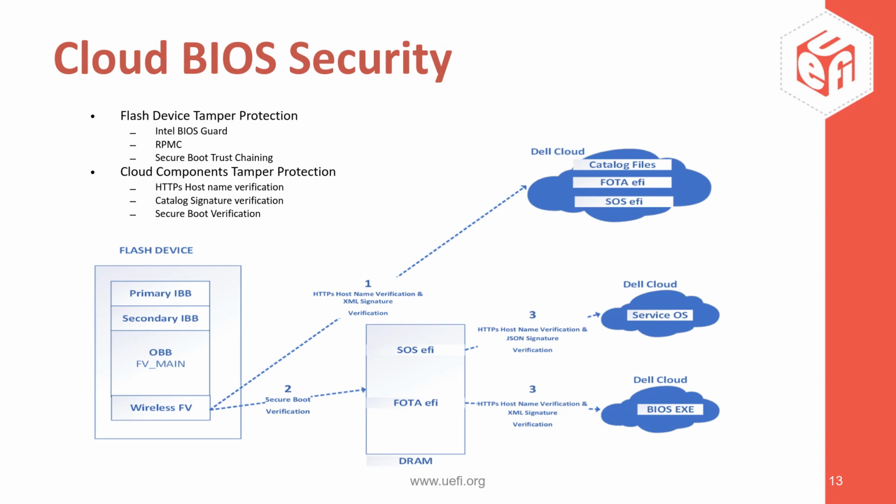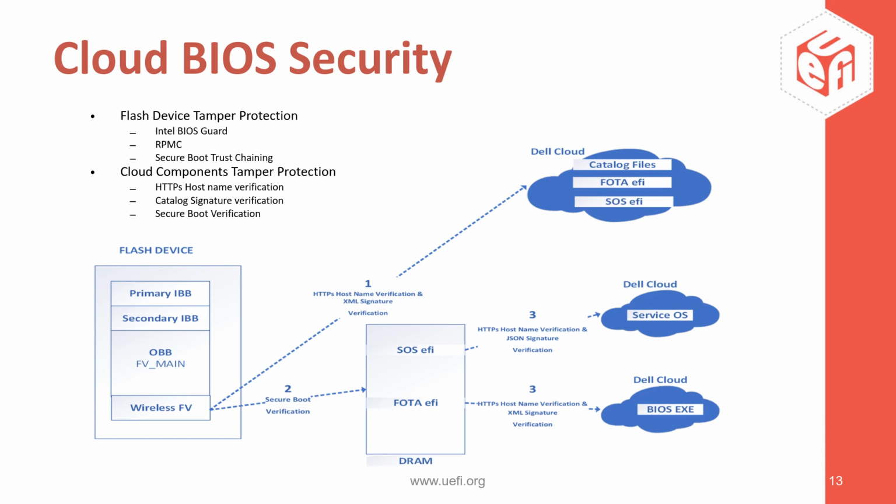And there is a chain of trust that is established between the various components of the flash device. The primary IBB is authenticated before loading, and the IBB authenticates the OBB, and the OBB authenticates the wireless FE. So a chain of trust is established among the various components of the flash device.